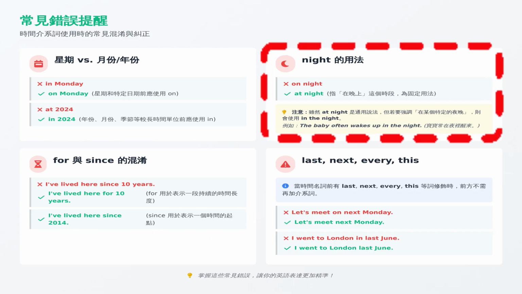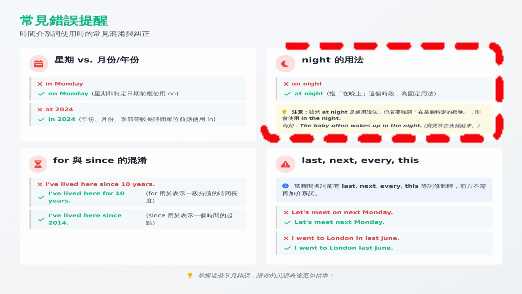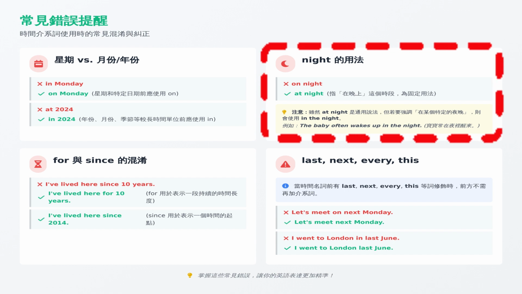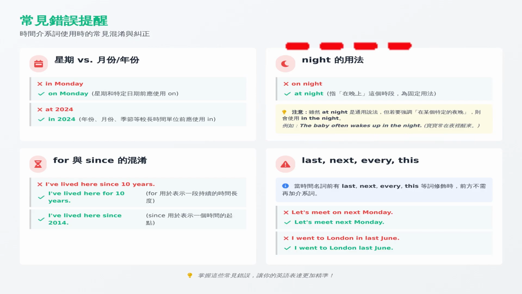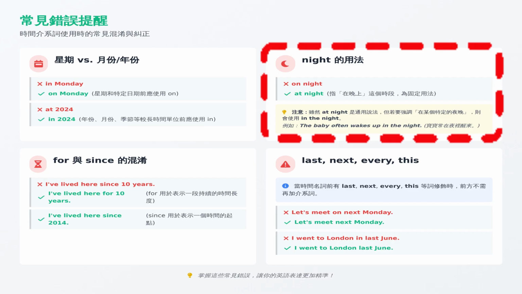Usage of night. On night, incorrect. At night, correct, meaning at night. A fixed usage. Note: while at night is a general expression, in the night is used to emphasize a specific night. For example, the baby often wakes up in the night.